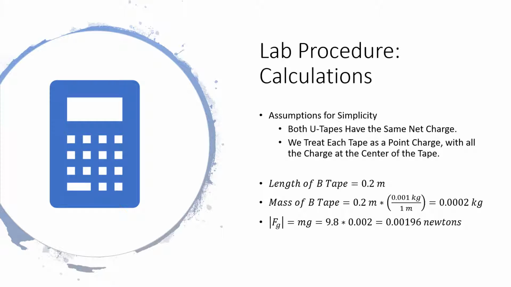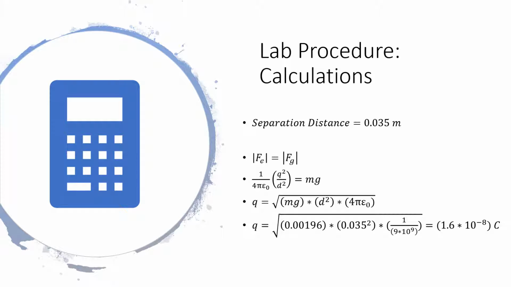In order to calculate gravitational force, I measured the length of the tape as being 0.2 meters, and using the conversion factor provided, I determined the mass of the tape as being 0.0002 kilograms. Using the following formula, I then calculated the force due to gravity as being 0.00196 newtons. During the lab procedure, I noted that the separation distance between the two U-tapes was 0.035 meters.